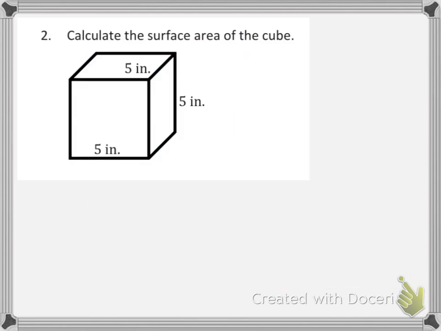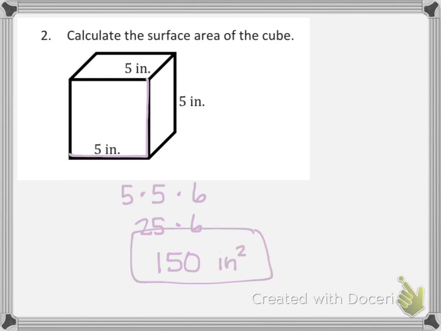Okay, a couple more. This time we have a cube, and I'm going to be smart about this. Cubes are unique rectangular prisms because all of the faces are going to be the same. So if I find the area of one of the faces, let's say the front, 5 times 5, and then I know that there are 6 sides, so I'm going to multiply by 6. So 5 times 5 is 25, and 25 times 6 is 150. So that's 150 square inches for the surface area.